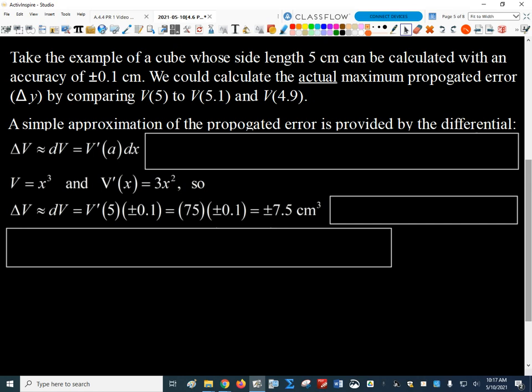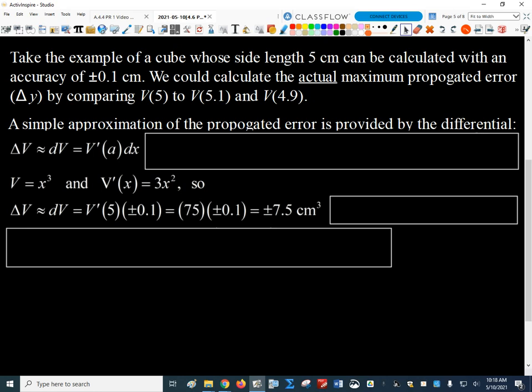Now, I want to make a point here that the actual maximum propagated error we would find by comparing the volume calculated at 5, our measured value, with the volume calculated at 5.1, if it's actually 0.1 bigger than what we measured, and at 4.9. What if we overshot and it's actually 0.1 smaller, right? This is not a linear relationship though, right? Did everybody see that? Because the function here is x cubed for calculating volume. The amount of propagated error is going to be different if we overshoot compared to if we undershoot.